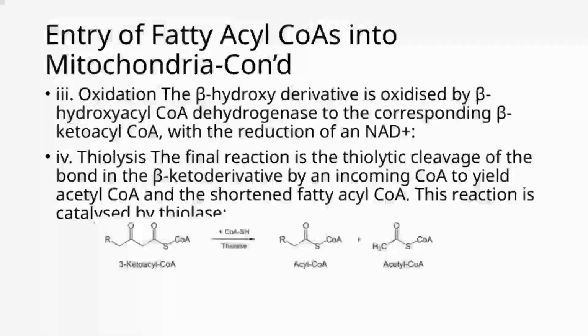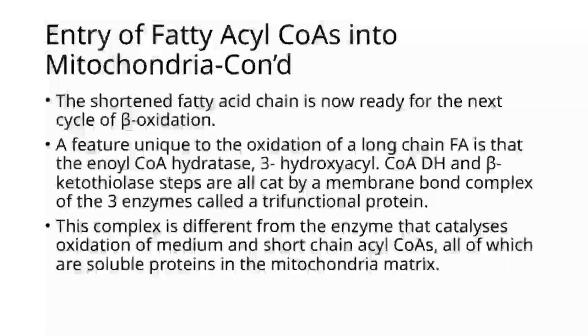Now that the shortened fatty acid chain is prepared, it's ready to go through the next cycle of beta-oxidation. A key point here is that when dealing with long-chain fatty acids, the oxidation process involves a special complex. This complex is made up of 3 enzymes: enoyl-CoA hydratase, 3-hydroxyacyl-CoA dehydrogenase, and beta-ketothiolase. What's interesting is that these enzymes don't act independently. Instead, they form a membrane-bound trifunctional protein. This setup is unique to long-chain fatty acid oxidation.